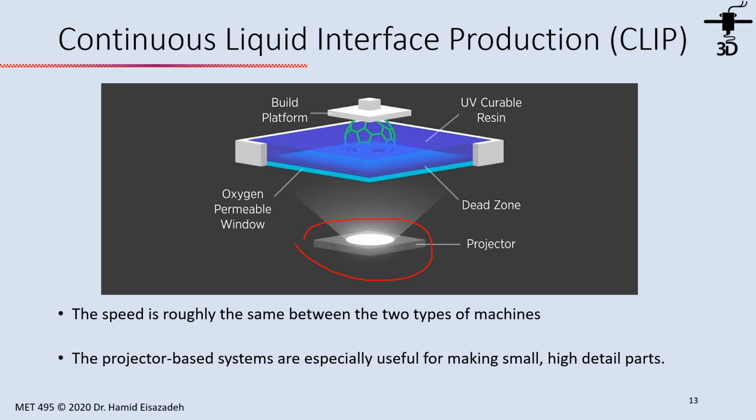The physical principle of this system and the previous one, the laser spot, is the same. And the company that makes this machine is called Carbon, with CLIP, which is continuous liquid interface production. Sometimes they call it DLS. And they use oxygen inhibition, which is used to prevent adhesion between the part and the exposure window.